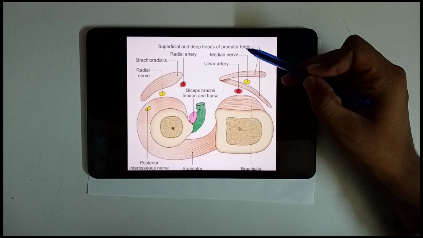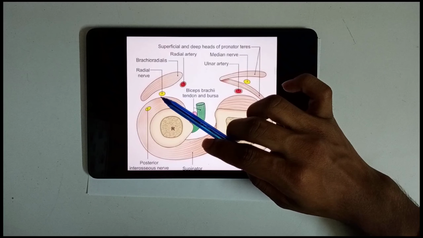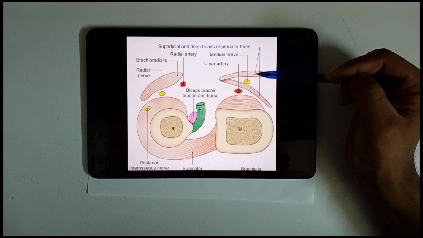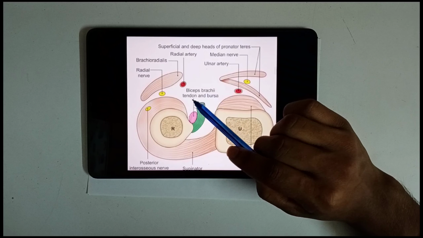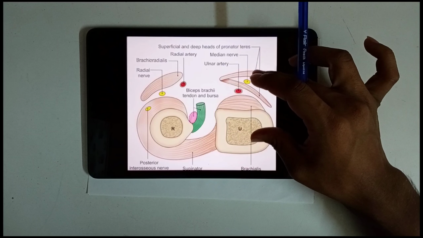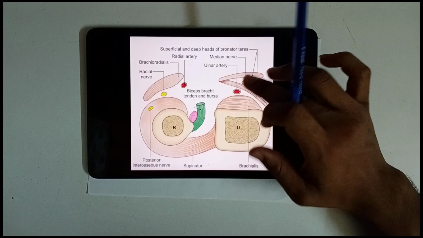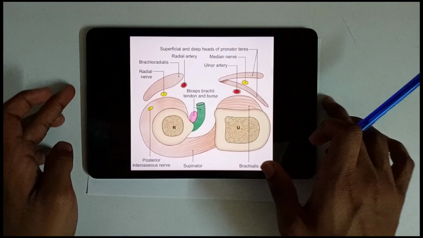So ulnar artery is under cover of pronator teres, radial artery is superficial, radial nerve is under cover of brachioradialis, and median nerve is under the pronator teres. This is the biceps brachii tendon. So this completes the contents of cubital fossa.